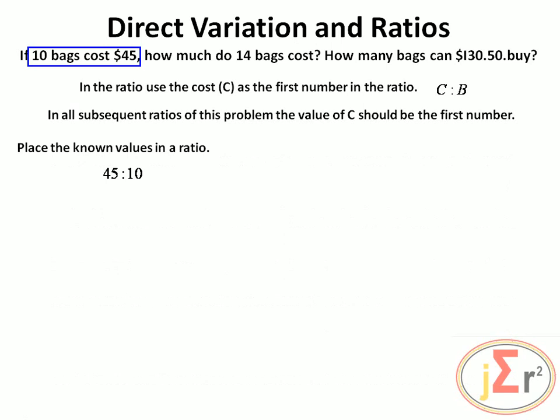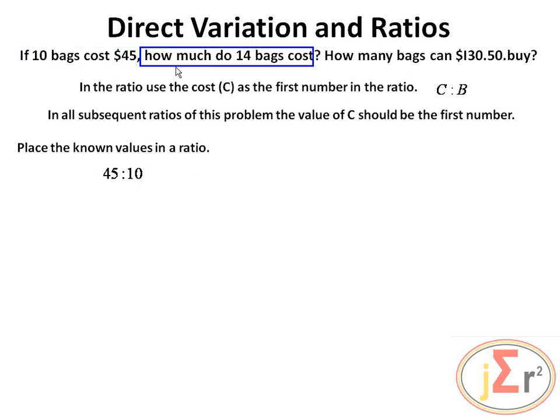Place the known values in a ratio. It says here 10 bags cost $45. The cost is the one that is here first. See? Cost to the number of bags. So the cost is placed here first. 45 is placed there and the 10 is placed next.